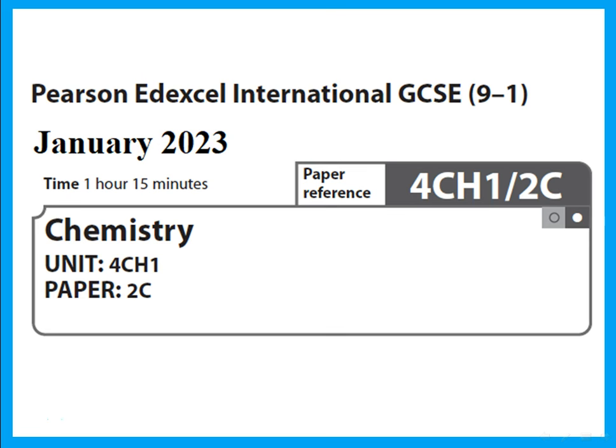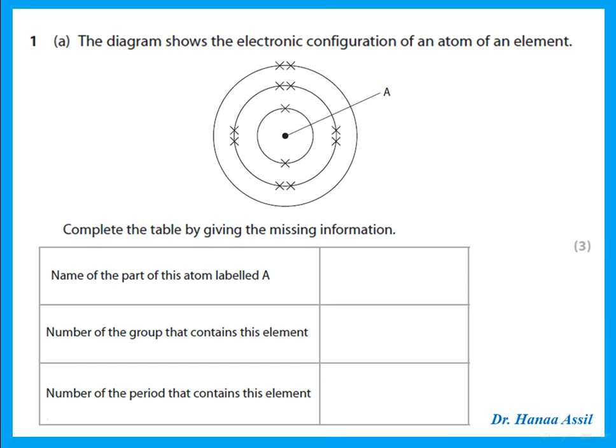So let's take a look at these questions. The first question says, the diagram shows the electronic configuration of an atom of an element. Complete the table by giving the missing information. So you have the electronic configuration of an atom, and he's saying, name the part of this atom labeled A. Of course, A is the central part of the atom, and you should know that the central part of the atom is called the nucleus.